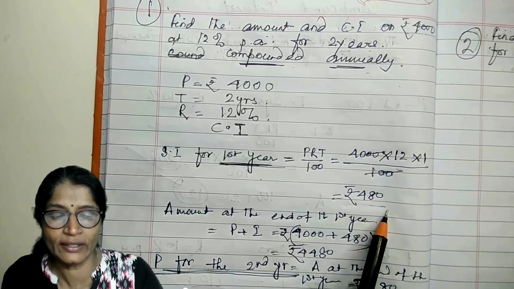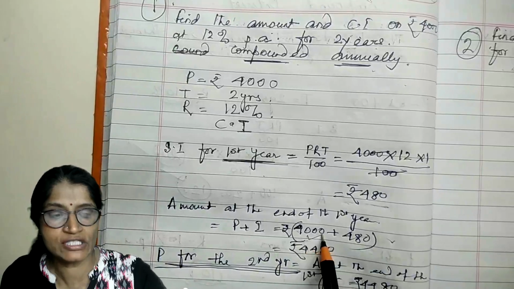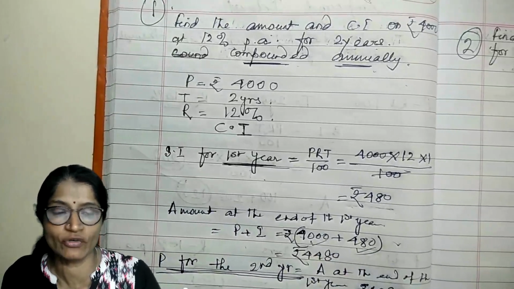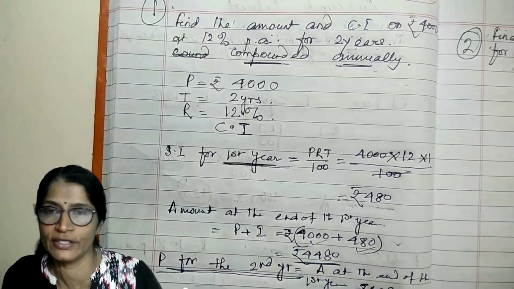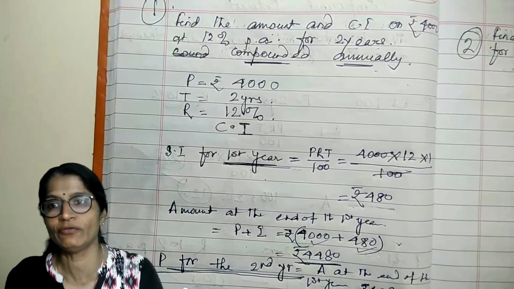So it is 480. So amount at the end of the first year will be principal for the first year and interest for the first year. So it will come out 4480. And now whatever is the amount for the first year, that will become the principal for the second year.